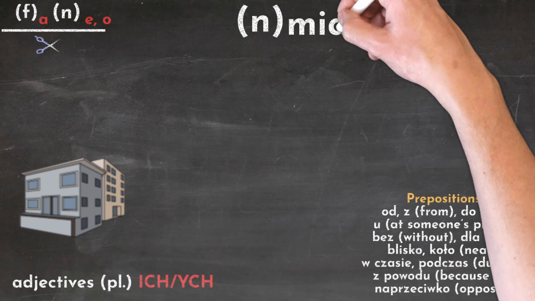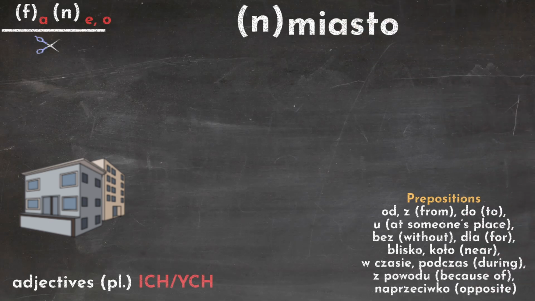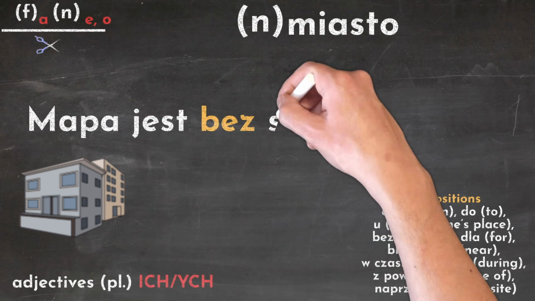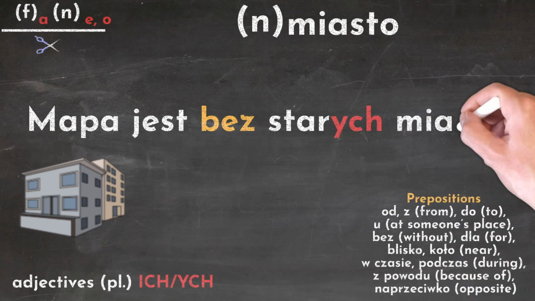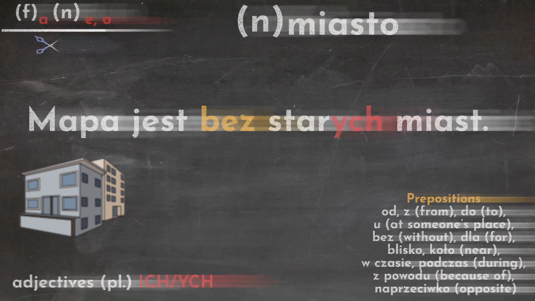Another example. Miasto. Let's lose the o and we'll end up with miast. Mapa jest bez starych miast. The describing adjective takes the ending ych, starych miast.